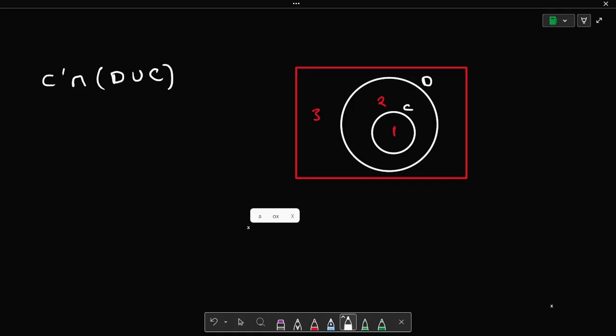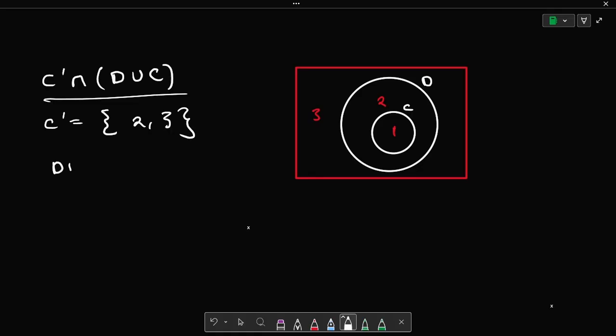Okay, remember when we were finding this, when C is a subset of D, we said that C complement has only 2 and 3. Then we said that D union C has 1 and 2. And if we take the intersection of these two, we find that we are just going to have the element 2.